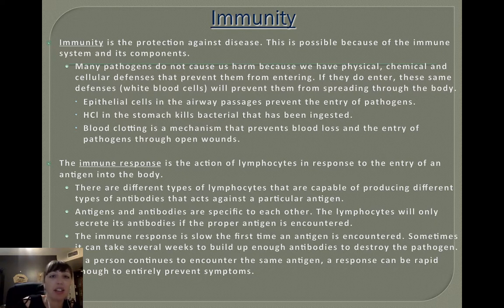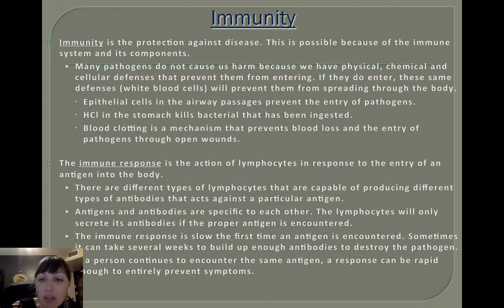So epithelial cells in the airway passages prevent the entry of pathogens. Hydrochloric acid in the stomach kills many bacteria that have been ingested. Blood clotting is a mechanism that prevents blood loss and the entry of pathogens through open wounds. So the immune system is the action of lymphocytes in response to the entry of an antigen into the body.